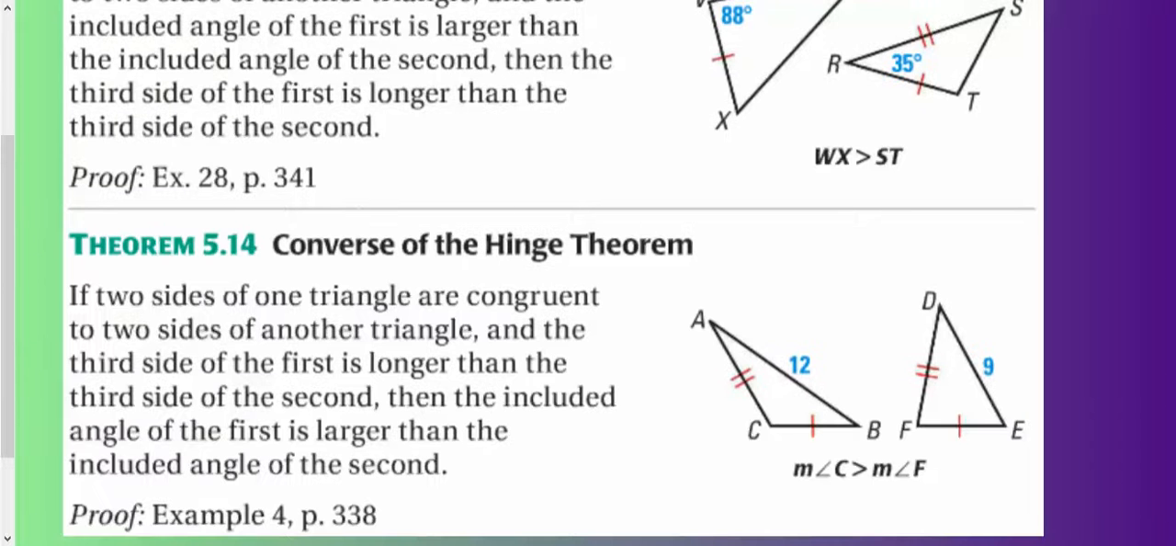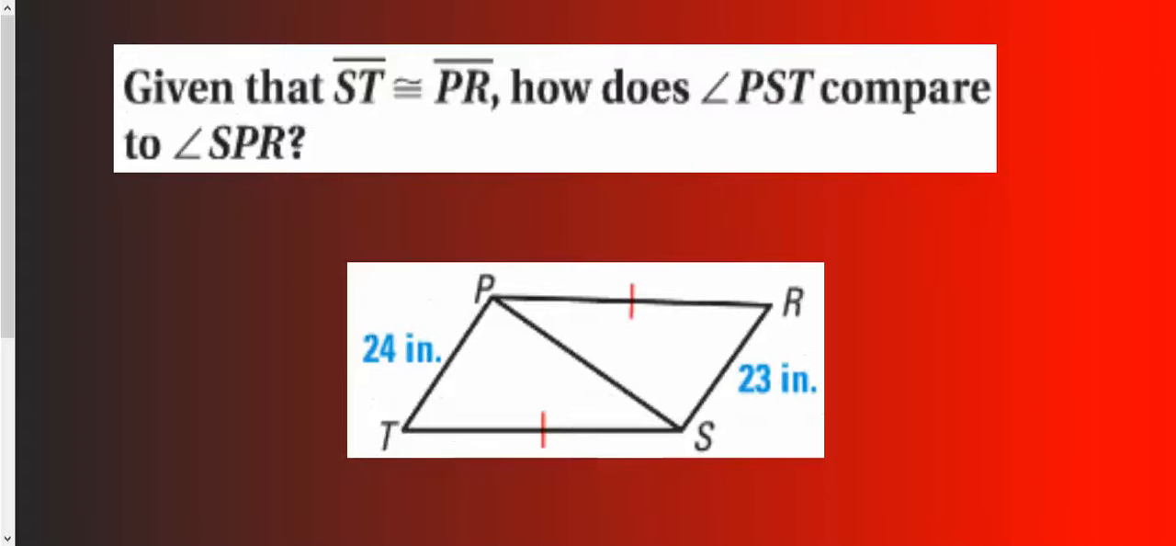And then the converse goes the other way. If two sides of one triangle are congruent to two sides of another triangle, and the third side of the first is longer than the third side of the second, then the included angle of the first triangle is larger than the included angle of the second triangle. So yesterday we worked with inequalities in one triangle. Today we're working with inequalities in two triangles.